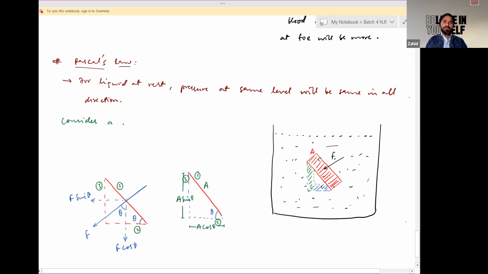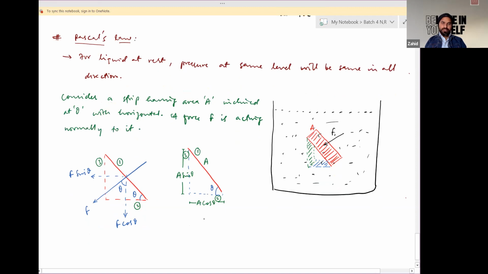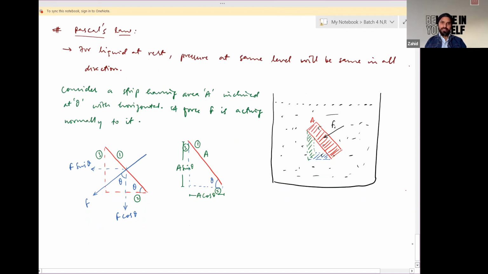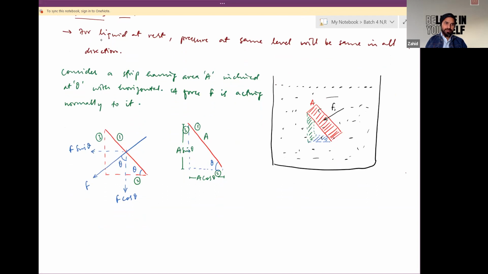Consider a strip having area A inclined at theta with the horizontal. The force F is acting normally to it. Now, on the basis of this we have resolved two different components, one for force and the other for area. So we have to calculate pressure on each surface now.